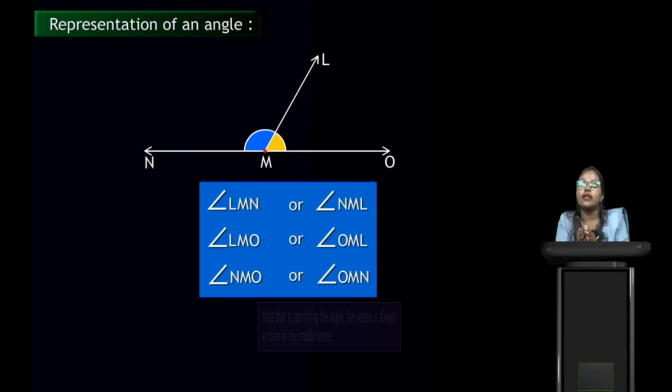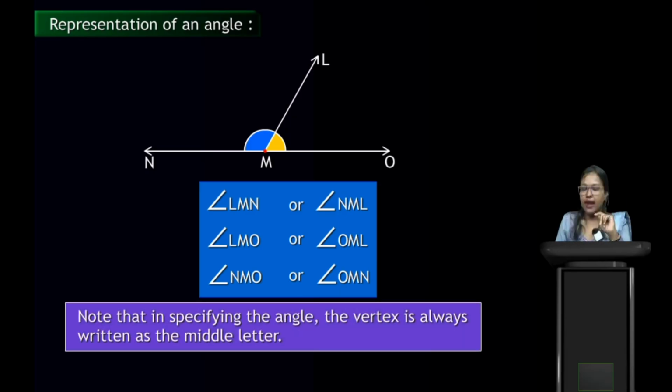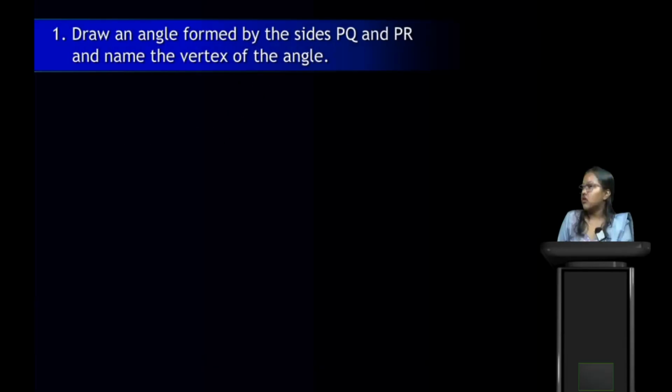Wherever the vertex is, that should be in the middle. Where the angle is located, that vertex will be in the middle. This is our condition. Note that in specifying the angle, the vertex is always written as the middle letter. I hope this much is clear.